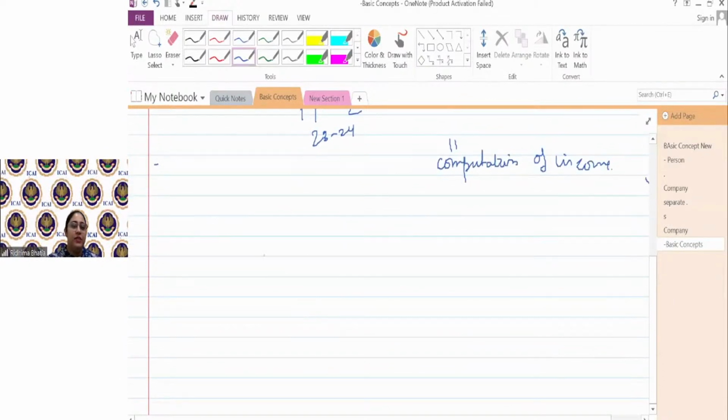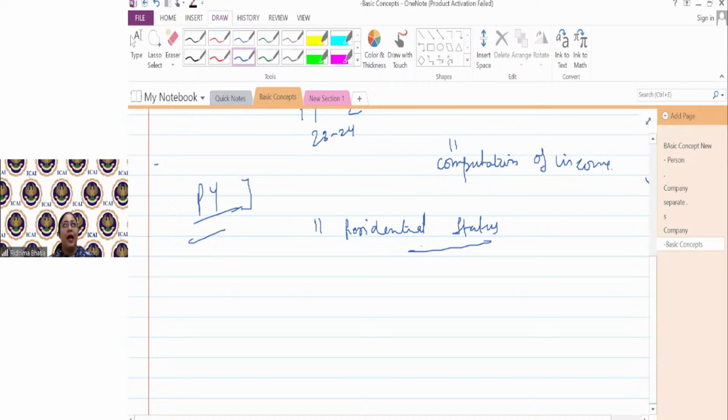See, the first step in computation of income is that the income of the previous year will be computed, correct? The first step is to identify the previous year. The second step is to identify the residential status. What did I say? Residential status.